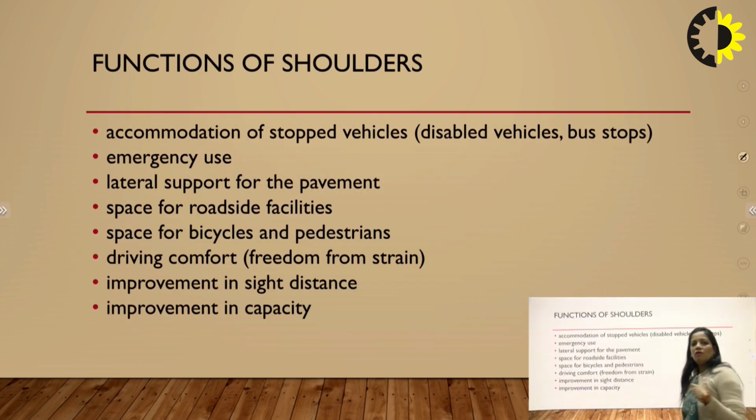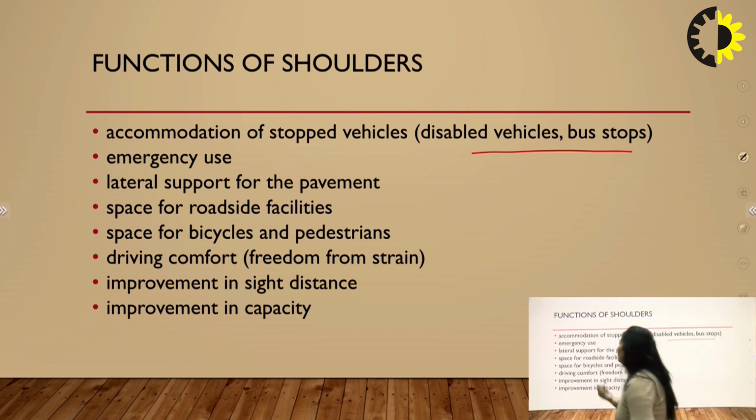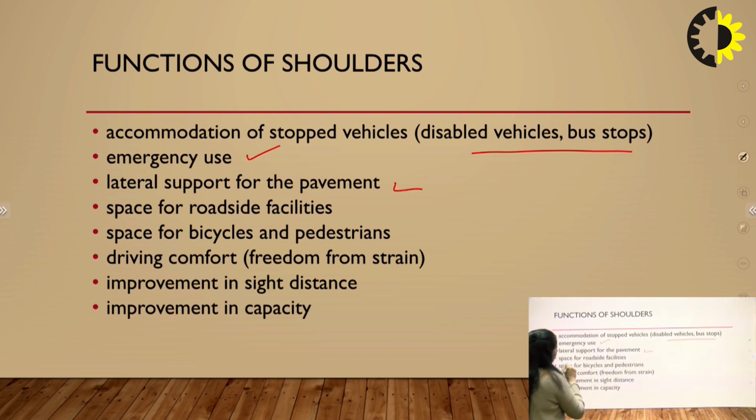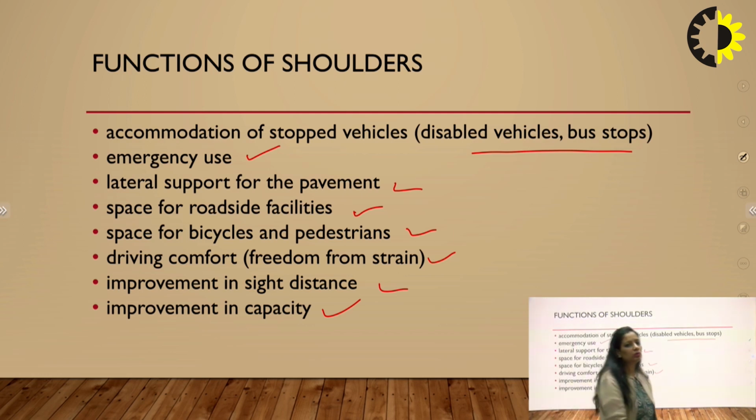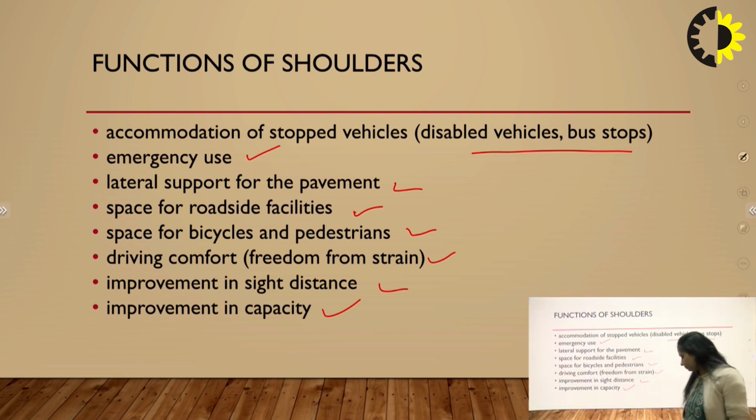Now, functions of shoulders. Okay, accommodation of stopped vehicles. Obviously, a disabled vehicle must stop, as we just discussed 5 to 10 minutes before, and there must be space for emergency use, lateral support for the pavement, space for roadside facilities, or obviously space for bicycles and pedestrians, driving comfort, freedom from strain, improvement in sight distance, and improvement in capacity. So here are some small functions of the shoulder.